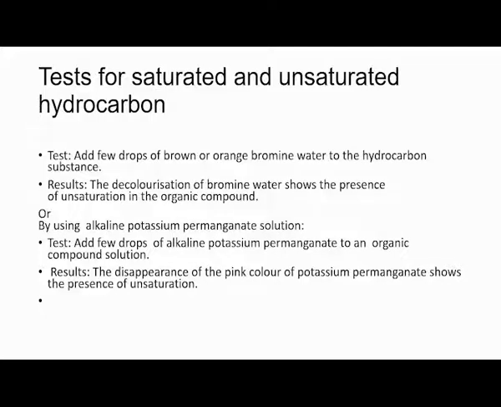Another substance that can be used for the test is potassium permanganate. You add a few drops of potassium permanganate to the compound. If there is no color change, then this is saturated, which is the alkanes. If the color disappears, if the color changes to colorless, this means that this is an unsaturated hydrocarbon.